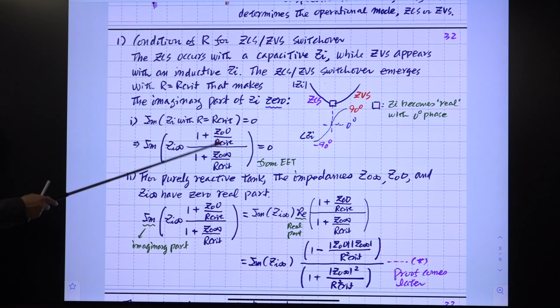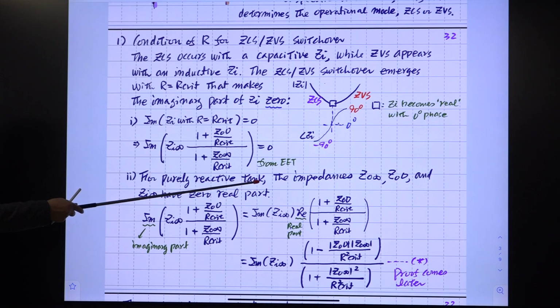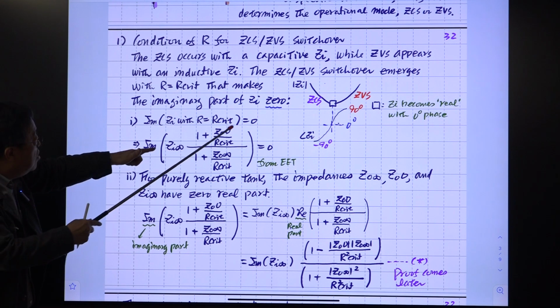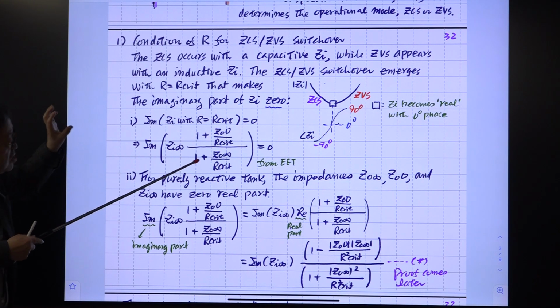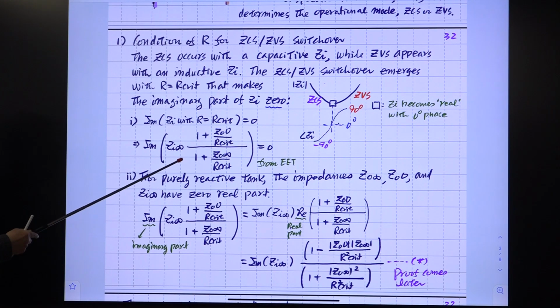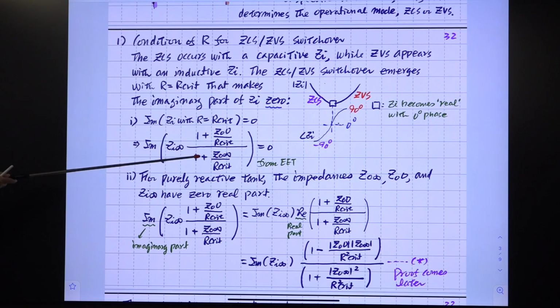You are using this. It's taken from the EET. If you don't use this, it is impossible to find this condition. But with the EET, it's very easy. Just find where the imaginary part of this becomes 0. The R that makes the imaginary part of this thing equal to 0 is the R critical. So the R satisfying this equation is R critical.